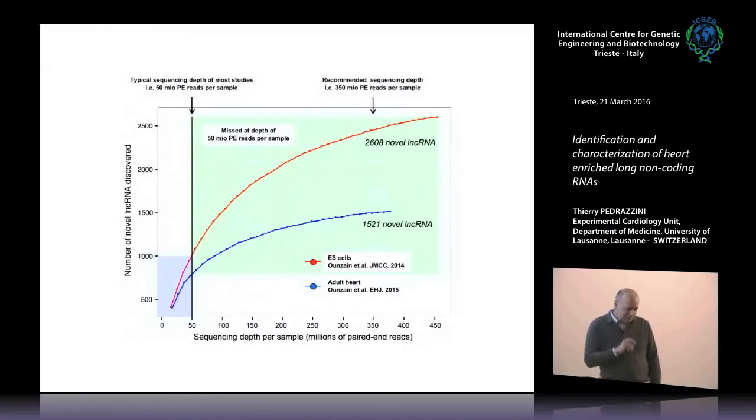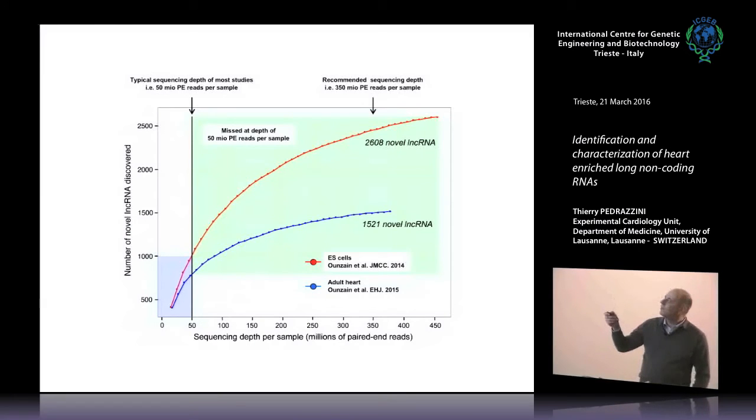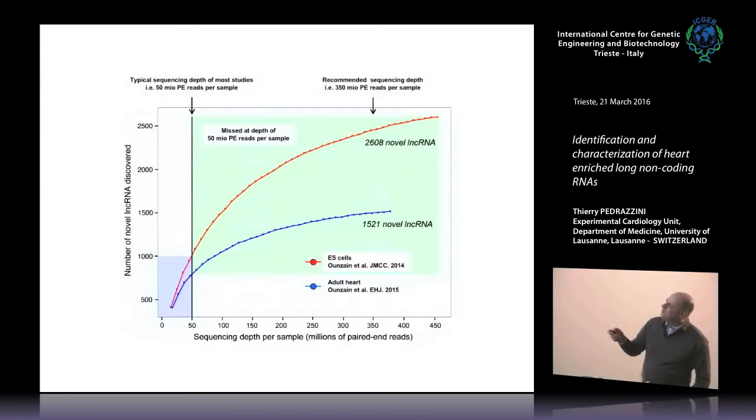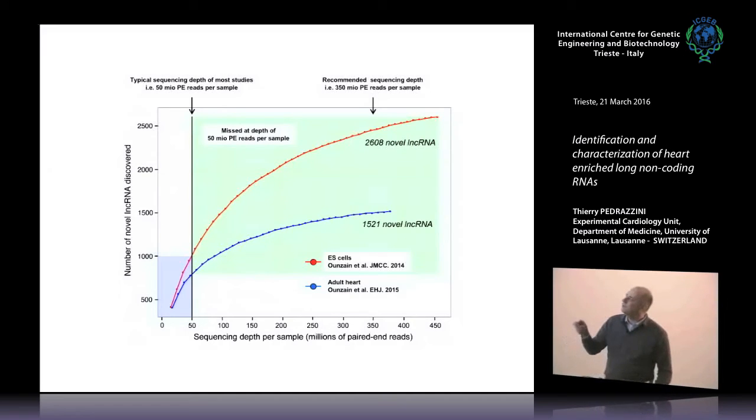Now, just a word about the depth of sequencing. This is from two of our studies. This is the number of novel long non-coding RNA that we have discovered, and this is the sequencing depth. So it's a retrospective study. These are the transcripts that we have discovered that we wouldn't have discovered if we had used 50 million reads. So you see that we would have missed about 75% of the transcripts.